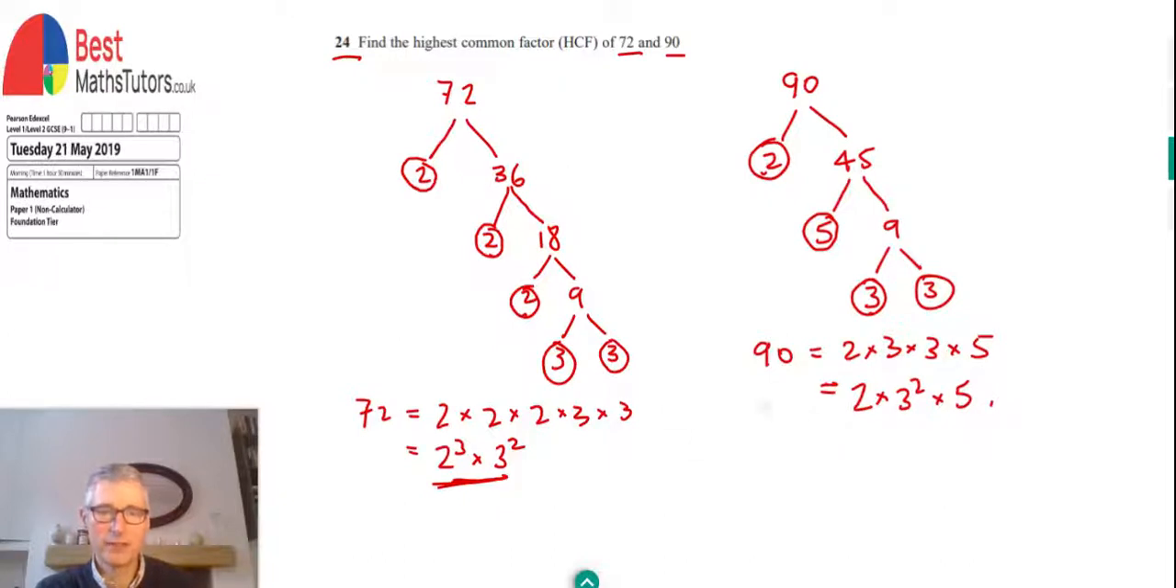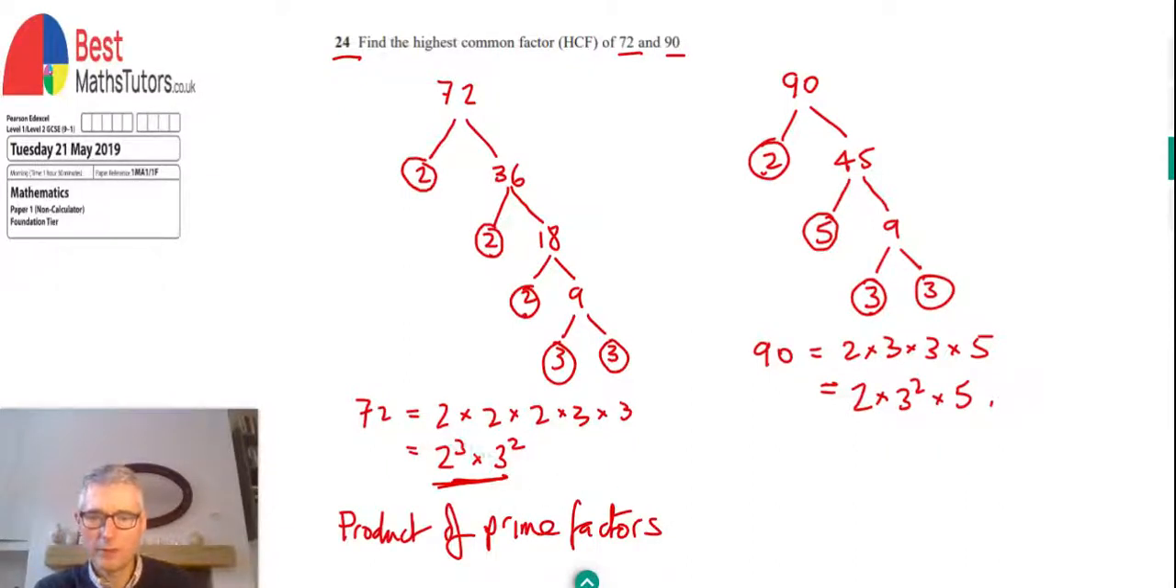So these are now written as the product of its prime factors. To be a product of its prime factors, product means multiply. So if we multiply all these prime numbers together, we would get 72. So 72 is written as the product of its prime factors.